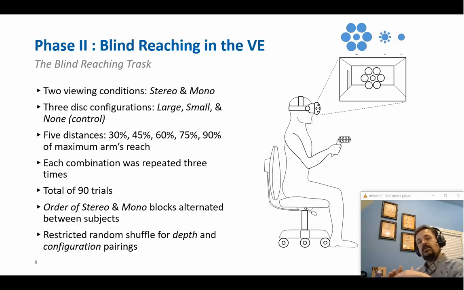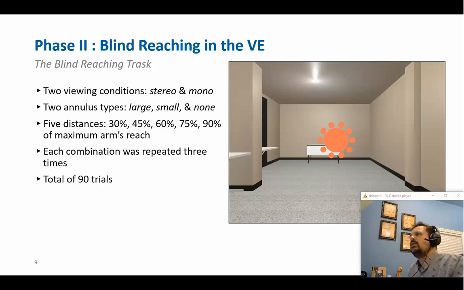Everything else was counterbalanced with a restricted random shuffle, such that whatever combination of depth and annulus configuration you're seeing now, you would see any of the other ones randomly selected next, but you would never see the one that you currently saw in the following trial, so we didn't repeat configurations back to back. So here's a screenshot of what the participants actually saw.